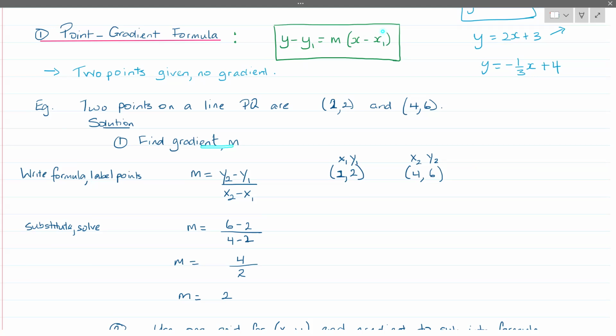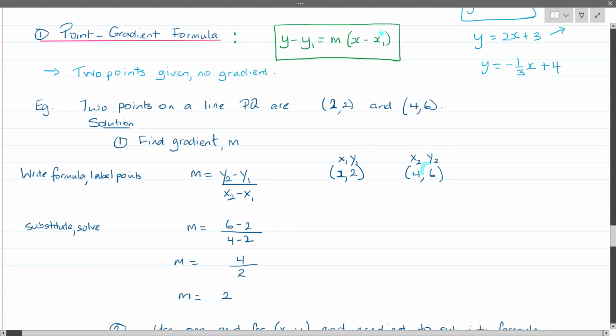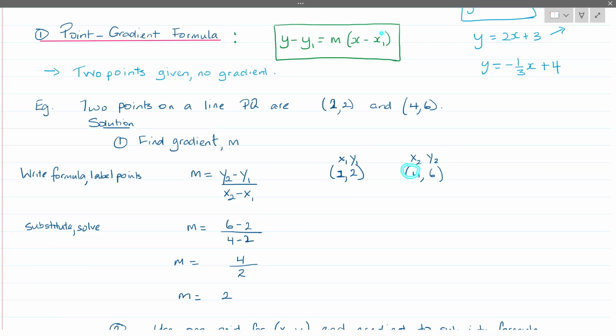We learned how to find gradients. We are experts at finding gradients now. We know we need to write the formula. We know we need to identify the 2 points and label them x1, y1, x2, y2, because we know the importance of working with our system. We then substitute our values into the formula. So y2 is 6, y1 is 2. We substitute that in here. x2 is 4, x1 is 2. We substitute that here and work it out. 6 take away 2 gives us 4. 4 take away 2 gives us 2. We get a gradient of 2.